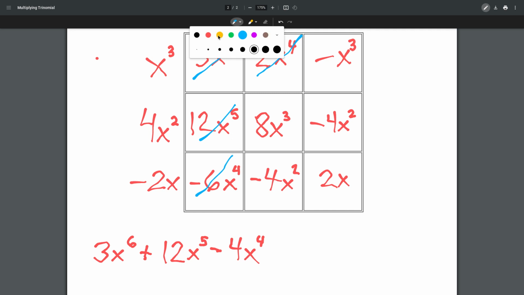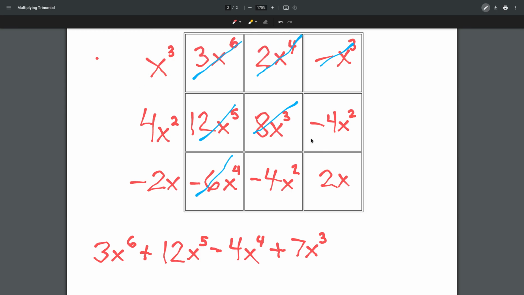Next up, we have x cubed. So we have a negative x cubed here and a positive 8x cubed here. Those are going to add to plus 7x cubed. And we'll cross that off. Okay, next up, we have a negative 4x squared plus another negative 4x squared. That's going to add to negative 8x squared. And we'll cross those off.